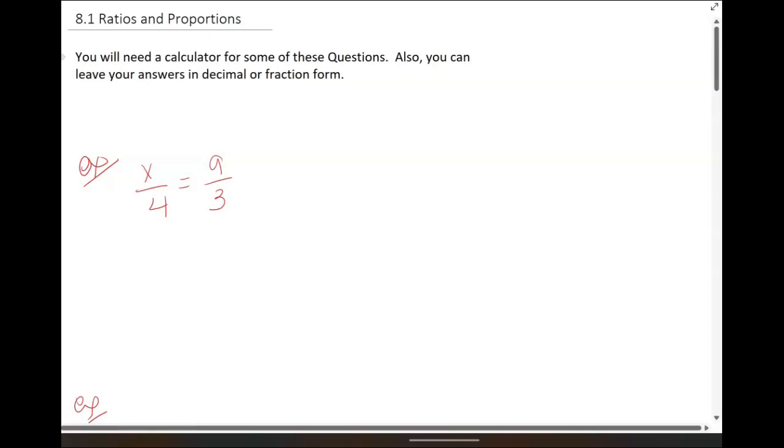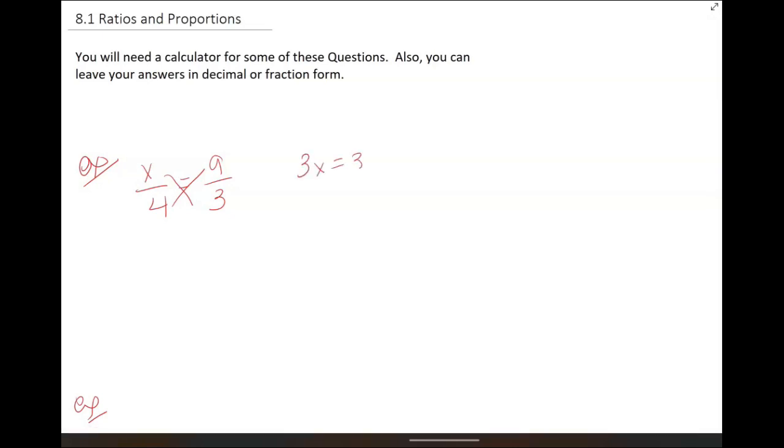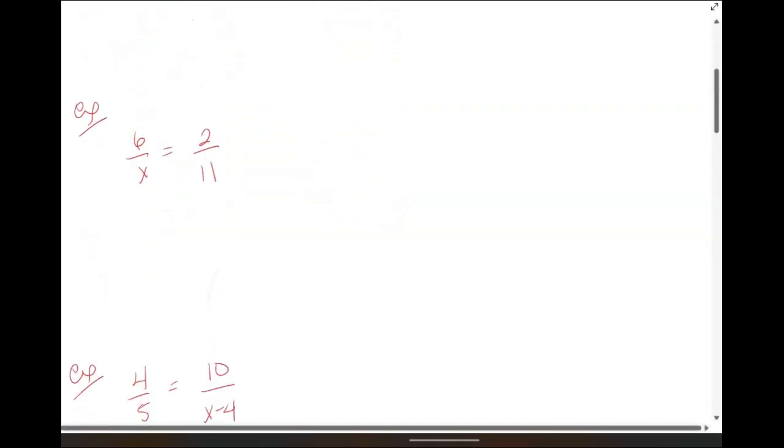So if you have a situation like this, you might remember from your early days of pre-algebra, we would cross multiply and set them equal to each other. So we would have 3x equals 36, divide both sides by 3, and x would equal 12. Okay, so when you have proportions, their cross products are equal. So these are called the cross products, and they're equal to each other. All right, and then all we have to do is solve.